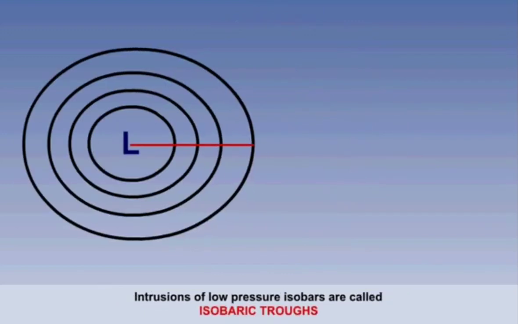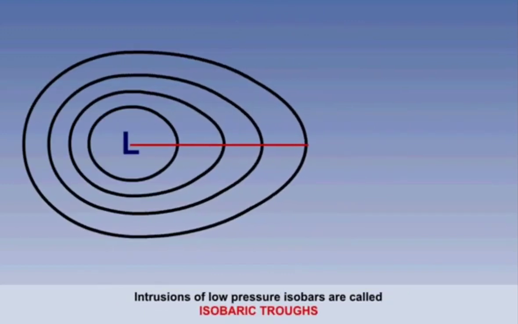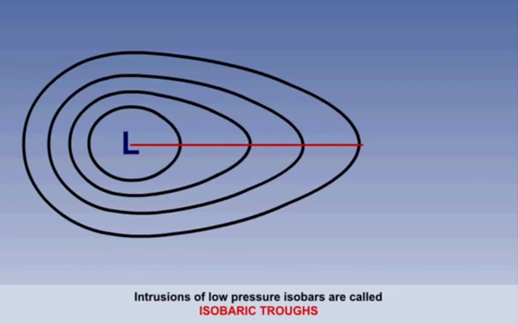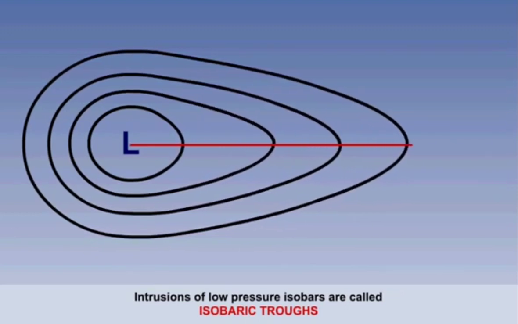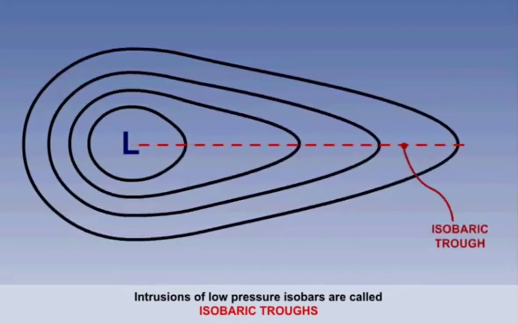If we see low pressure isobars protruding outwards from the low pressure into an area between two highs, we call this an isobaric trough. As you can see, isobars are a very useful way of visualizing pressure patterns and hence the weather. Next, we will take a look at high pressures and how they are depicted.